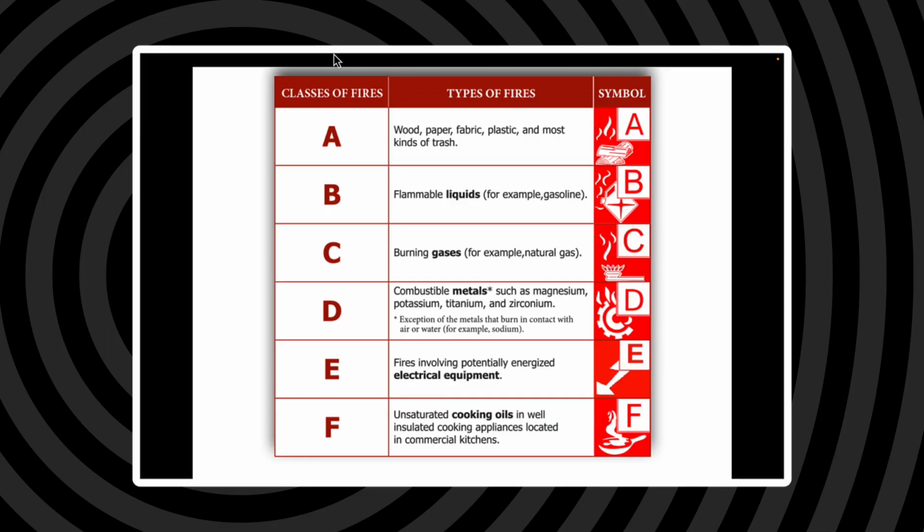Class A fires can be easily put out with water, but if there's a flammable liquid spill and you try to use water on that flammable liquid spill, all you're going to do is spread it, make things much worse. If there's an electrical fire and you try to use water on it, you could electrocute yourself. So you need to become familiar with some of this.